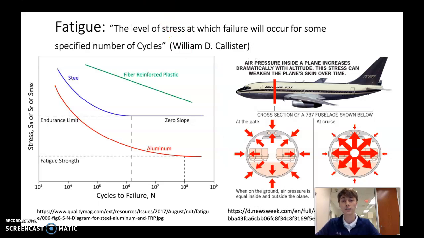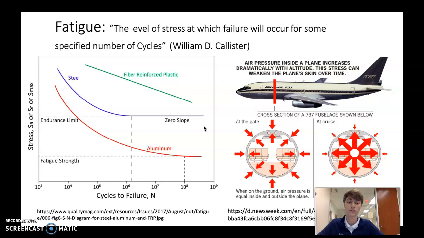Our final flaw type is fatigue. According to the textbook cited, fatigue is defined as the level of stress at which failure will occur for some specified number of cycles. It is similar to wear and tear, in that after continued use, a material will begin to form cracks leading to fracture. This is more of a problem in aluminum than it is in steel, and as this chart shows, at a specified load, steel will not experience fatigue despite the number of cycles of stress. However, this is not true for aluminum.